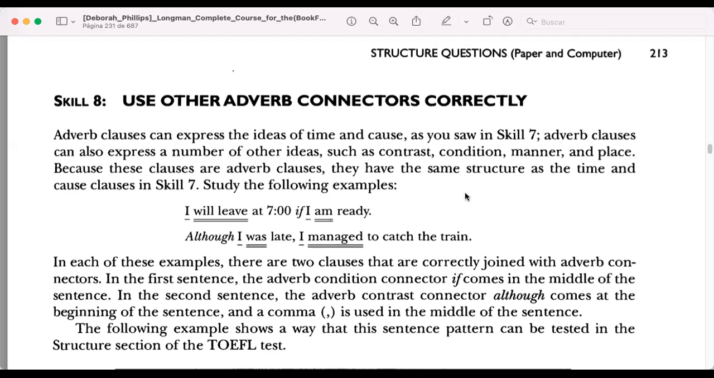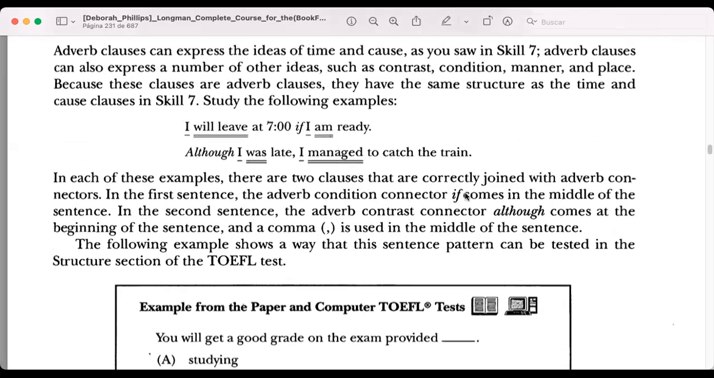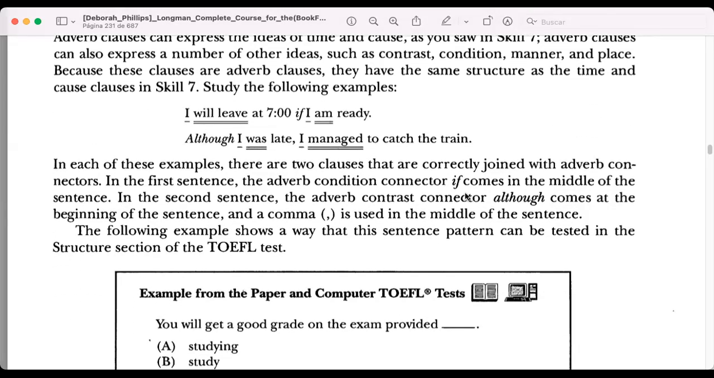In each of these examples, there are two clauses that are correctly joined with adverb connectors. In the first sentence, the adverb condition connector "if" comes in the middle of the sentence. In the second sentence, the adverb contrast connector "although" comes at the beginning of the sentence and a comma is used in the middle of the sentence. The following example shows a way that this sentence pattern can be tested in the structure section of the TOEFL test. Okay, thank you very much, Vale.